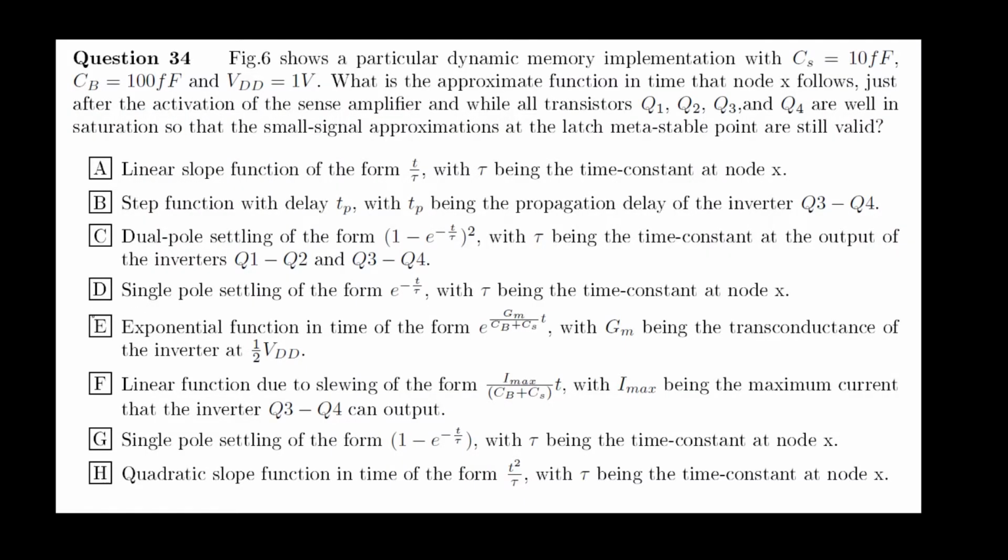So the correct answer here is E. The time-dependent behavior of the voltage at node X can be described by an exponential function in time of the form e to the power gm over (CB plus CS) times t, with gm being the transconductance of the inverter at VDD over 2.